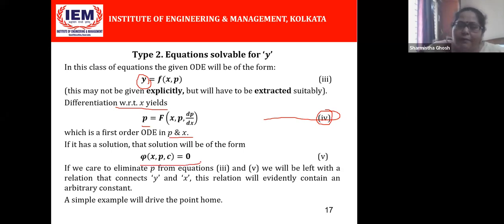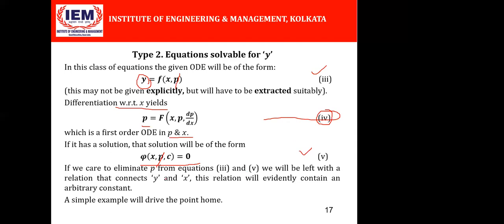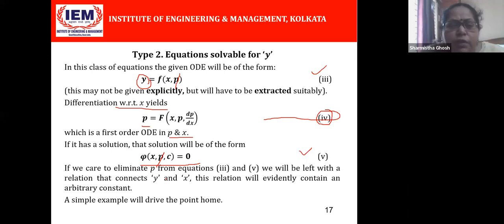Now, the next task, you have to eliminate this. Now, for the solution to the original equation, we will expect the solution containing x, y, and c. So what is expected now is that we should eliminate this p from this equation 5 and the original equation 3. If we can eliminate p, what are the things left? Only x, y and c. So the usual expected form of a solution will be obtained.